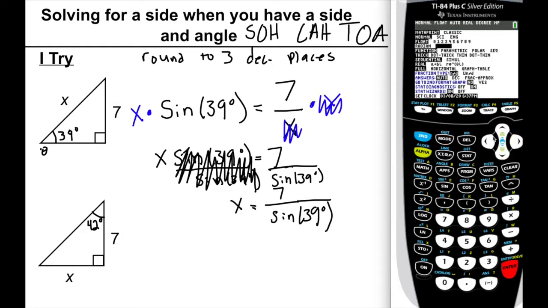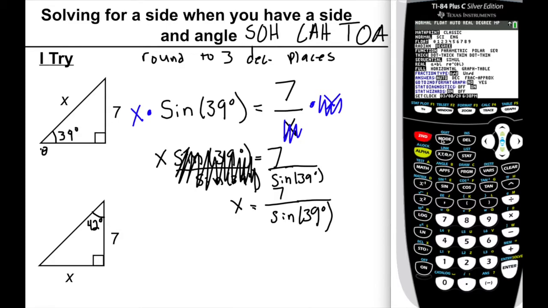Remember in class, we talked about two things: degrees and another system of measurement called radians. We're not going to talk about radians right now. We may talk about them later. For now, we're going to stay in degrees, but you need to make sure the calculator knows you're working with degrees, because if we learn about radians, you're going to see that 39 radians is much different than 39 degrees. So we're not looking for that right now.